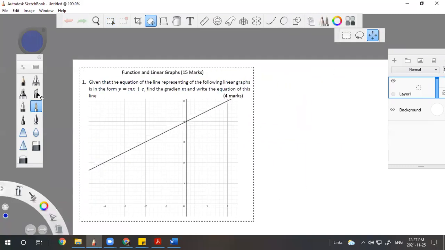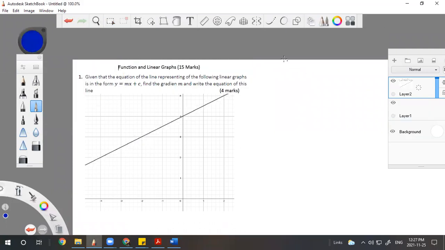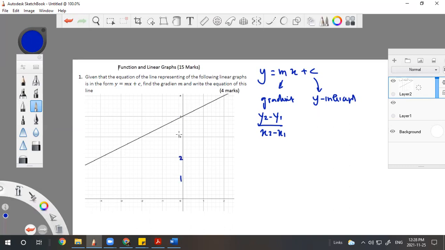Okay, given the equation of the line representing the following linear graph in the form y equals mx plus c. Remember what is m, what is c? This must be known first. m is the gradient, right? Gradient can be obtained by y2 minus y1 over x2 minus x1. What is c? c is the y-intercept, where the line meets the y-axis. Here 1, 2, it looks small, 3, 4. The y-intercept is clearly 4.